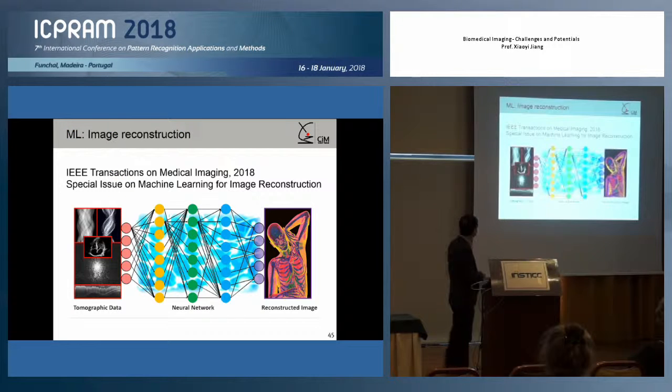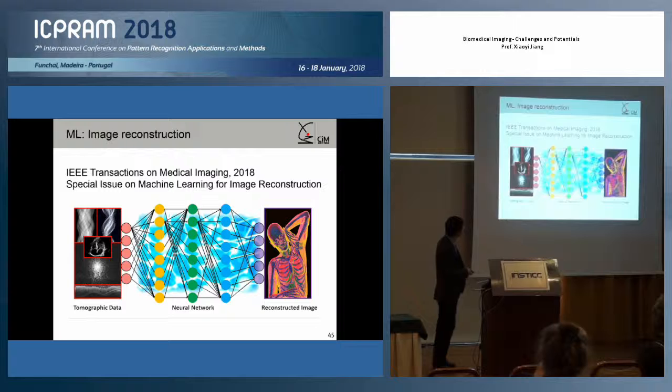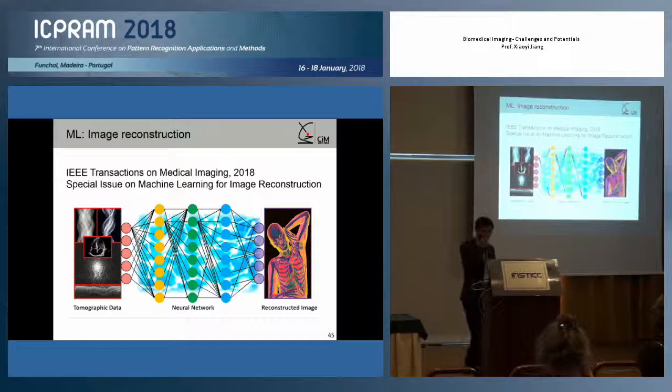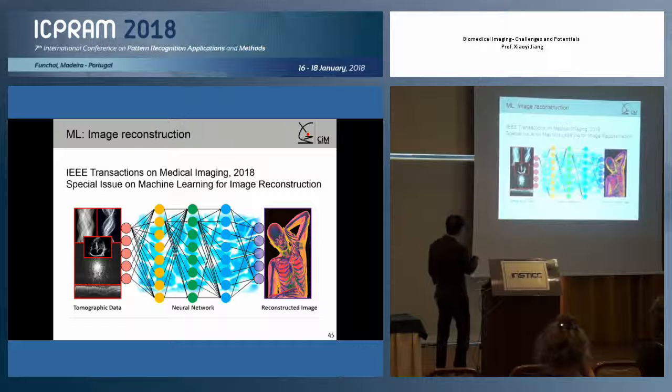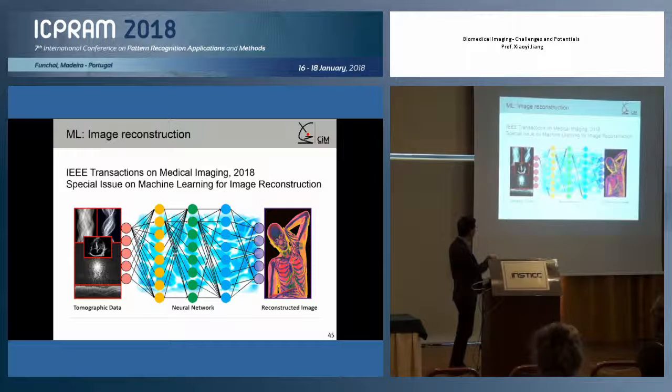The next one is even more fancy. It's something for the future. There's no good solution yet. In a few months, very recent, there will be a special issue in IEEE Transactions on Medical Imaging on machine learning for image reconstruction. And this picture was used for the call for papers. On the left side, the measured signals. On the right side, some reconstructed image. And in between, a neural network.